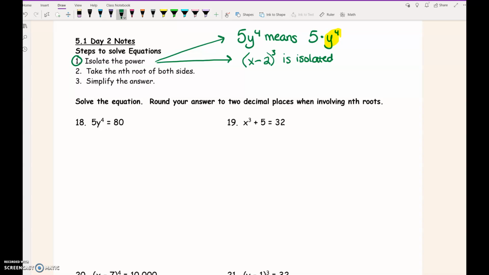You can only distribute the exponent if it was like (7x) raised to the third. Then it would be 7 to the third, x to the third. If it's multiplication inside the parentheses, you can apply that exponent to the stuff inside the parentheses. If it's addition or subtraction, you cannot. So this would be 7 to the third, x to the third, but (x minus 2) to the third would not be x to the third minus 2 to the third. You can't just distribute it when it's addition or subtraction.